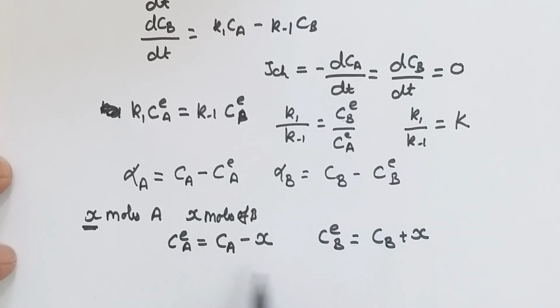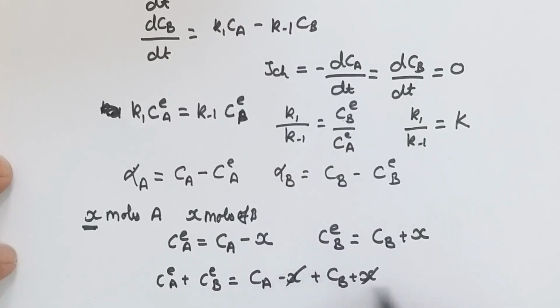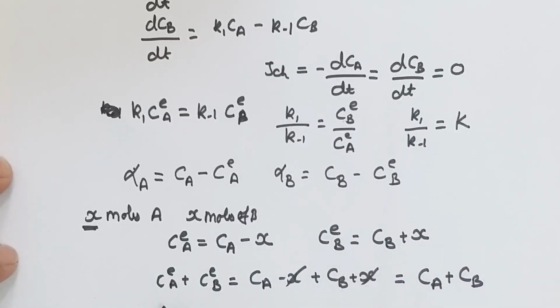So we can add both these expressions, and we will have CAE plus CBE equal to CA minus X plus CB plus X. So both the X terms will cancel out and we will be left with CA plus CB. Hence the total concentration at equilibrium will be equal to the concentration at any time t.